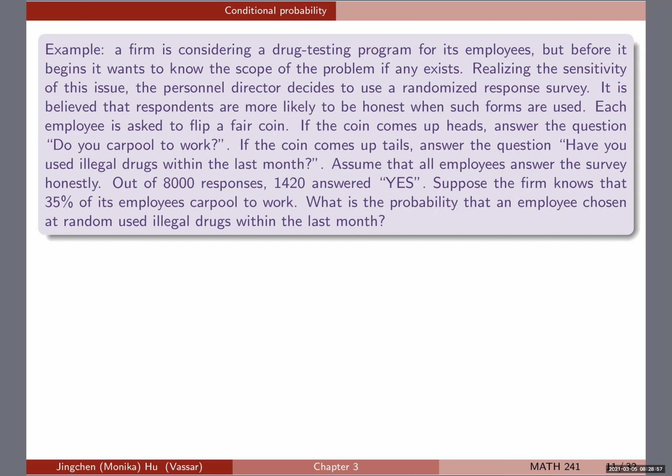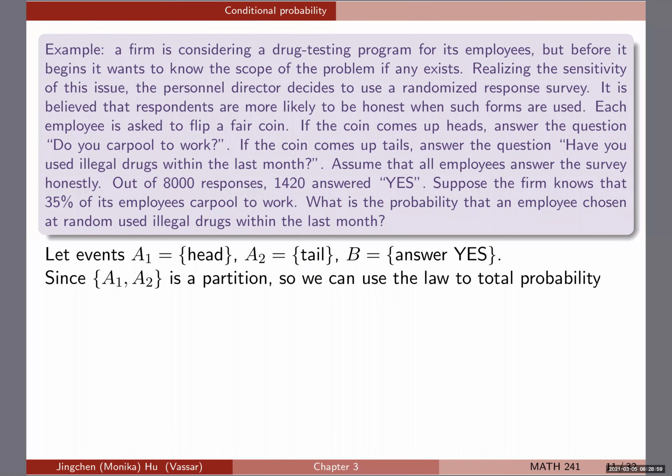So to get us started, I'm going to define that for all of us. Let event A1 be the coin comes up heads, A2 the coin comes up tails, and B is the answer yes. Now you see we do know the marginal of B. It's 1,420 over 8,000. So we do know P(B). And we also know that A1 and A2 are a partition because they exhaust the entire sample space when you're flipping a coin.